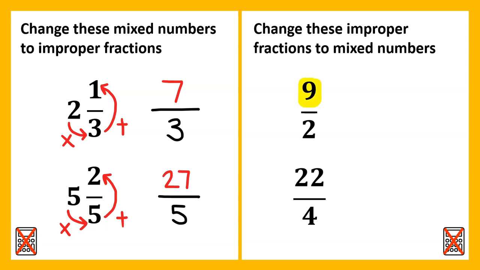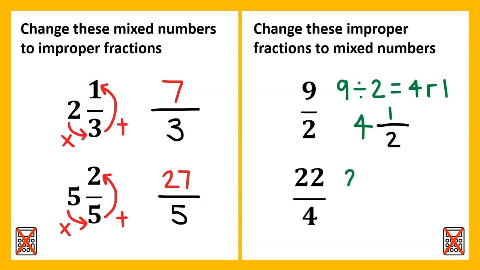We have 9 total shaded parts from shapes split into 2 equal parts. So looking at how many 2's go into 9 will give us the total of whole numbers, which would be 4. And if we leave this as a remainder of 1, this will tell us the number of shaded parts on the last shape. So we have 4 wholes and 1 left over on a shape that's split into 2 equal parts.